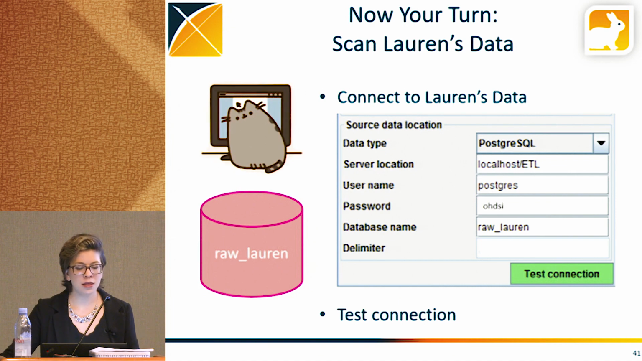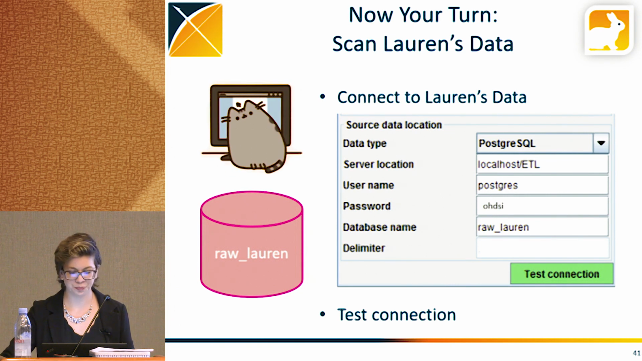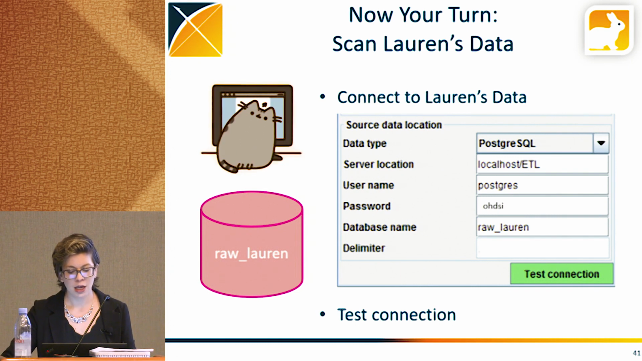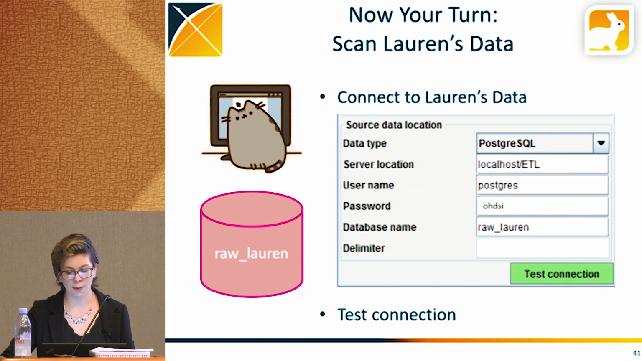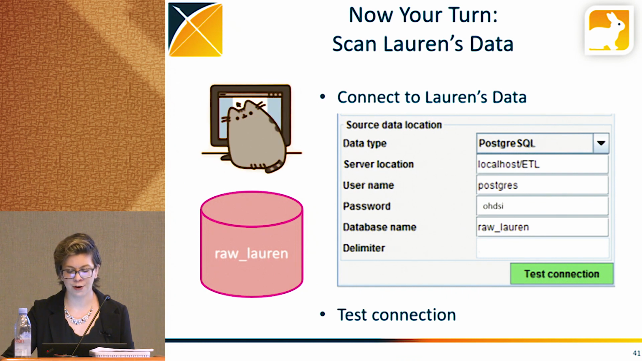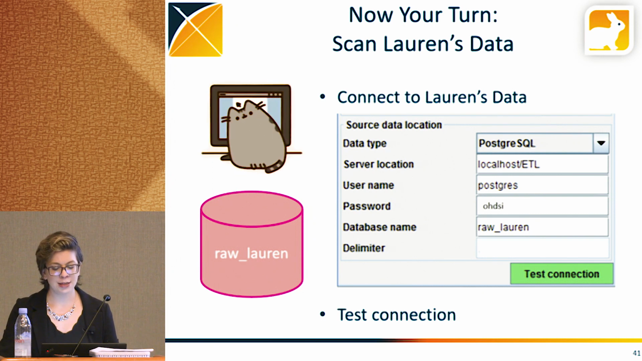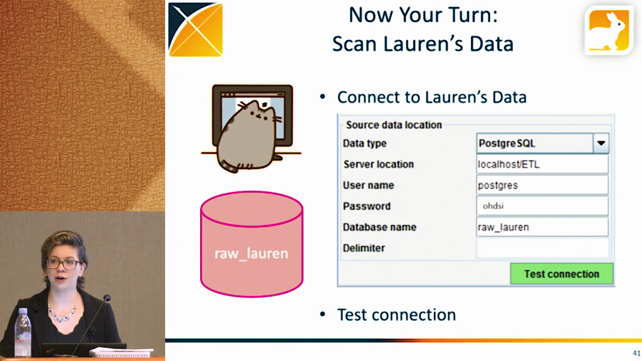So like I said, on the White Rabbit, there is a locations tab. And this is where you're going to tell White Rabbit where to talk to. So in this case, on the VM itself, there's a Postgres box running. So we're going to say data type PostgreSQL. And then the server location is localhost ETL. A lot of times you're going to probably be putting a server name or an IP address for your server. Then the username is postgres, the password Odyssey, and the database name raw_Lauren.